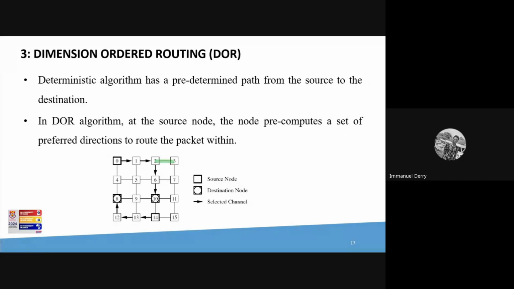So it will take a dive from 2 to 4, then 4 to 10, 10 to 14, 14 to 13, 12, and then to the destination. So this is how the DOR really works. It pre-computes a set of predefined destinations to route the packet within.